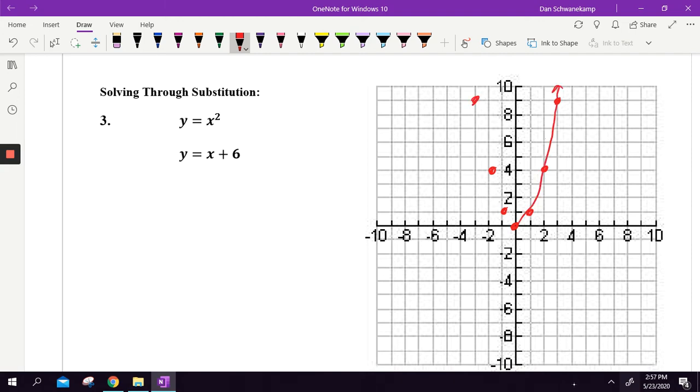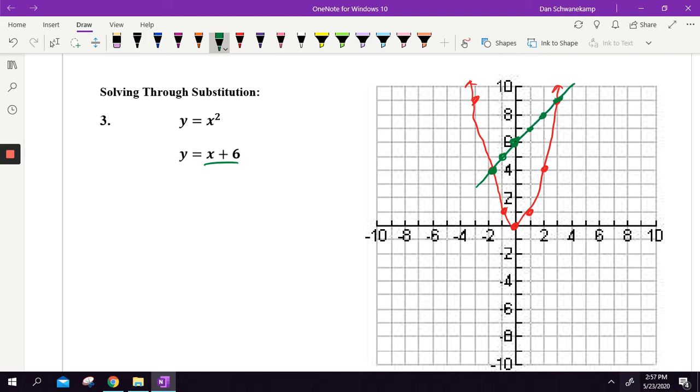Boom. And boom. Kind of. There we go. Man, that was rough. And then x plus 6. That's a line. I'm going to go to 6. My slope is 1. Up 1 over 1. Up 1 over 1. Boom. Got 1. Down. Boom. Got another 1.